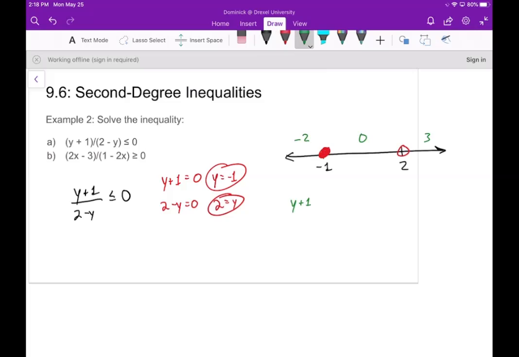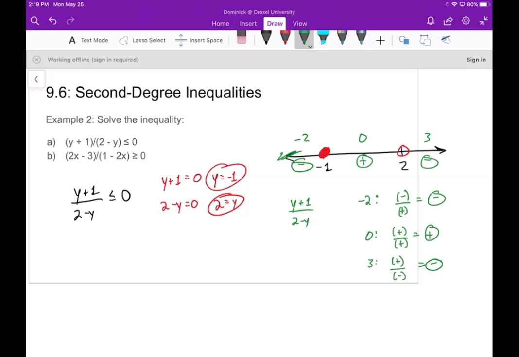And if we plug these each into y plus 1 over 2 minus y, if I plug in a -2, I'm going to get a negative over a positive, which is negative. So this region is negative. If I plug in a 0, I'm going to get a positive over a positive, which is positive. And if I plug in a 3, I get a positive over a negative, which is negative. And since we want this to be negative, we want these 2 regions here.